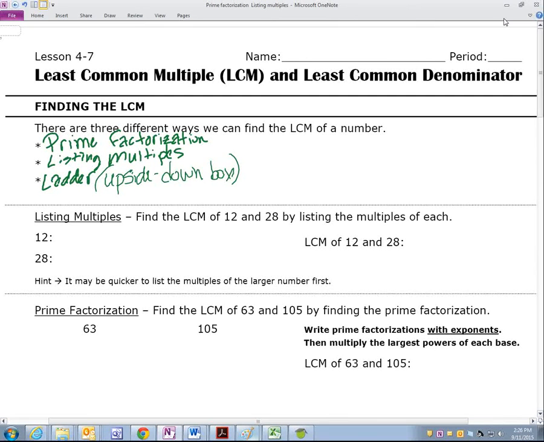Least common multiple and least common denominator. So we're finding the LCM. There are 3 different ways to do it. 2 of them are nice. 1 of them is just gross.